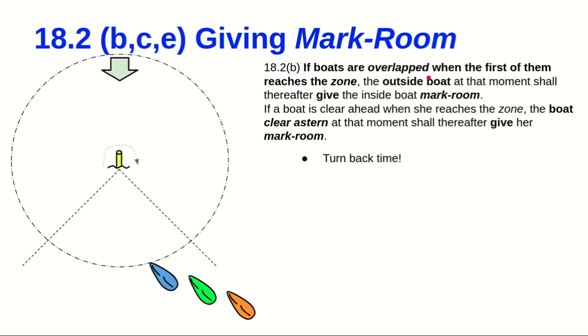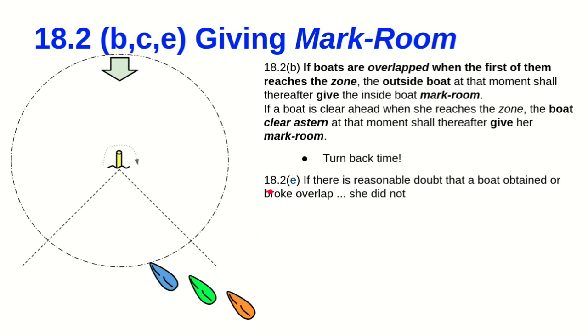So when the first of them reaches the zone, the outside boat at that moment shall thereafter give the inside boat mark room. So we're looking at the moment that blue, is she the outside boat? Is there an overlap here? Well, it's really hard to tell. At that moment, green's bow was very close to blue's stern and orange's bow was very close to green's stern. I can't really say if there's an overlap here or not.